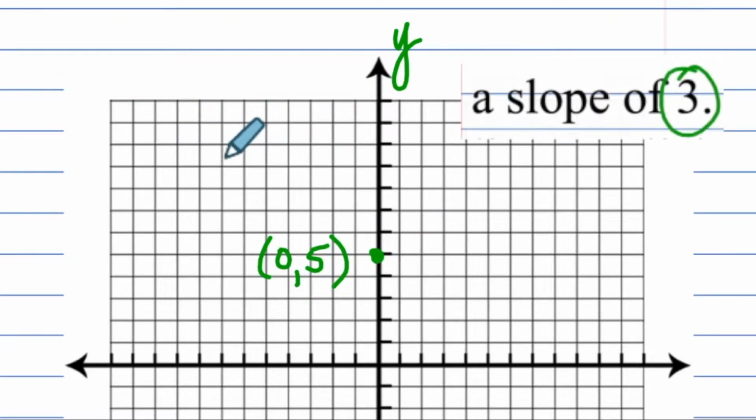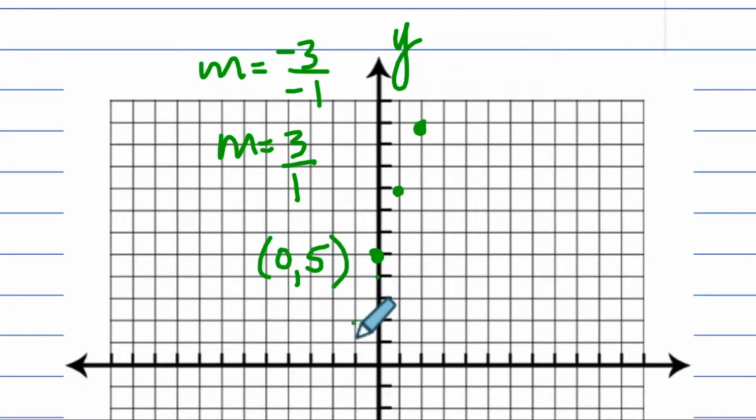And we have a slope of 3, or 3/1. We go up 3, 1, 2, 3, and over 1. Now remember, we can also use -3 over -1 as our slope. From here, we can go down 3 and left 1.